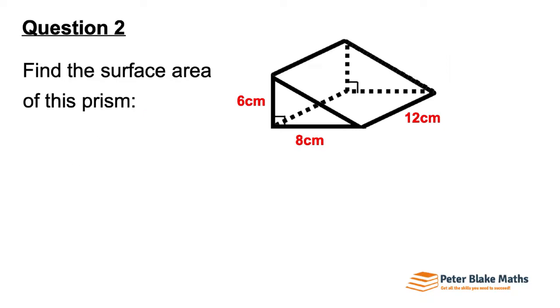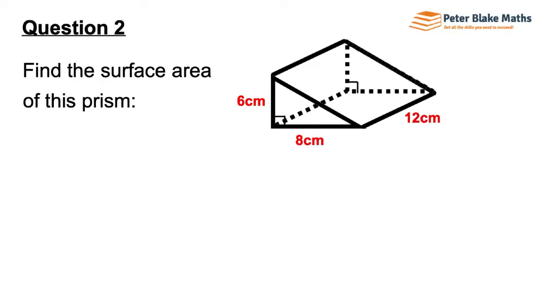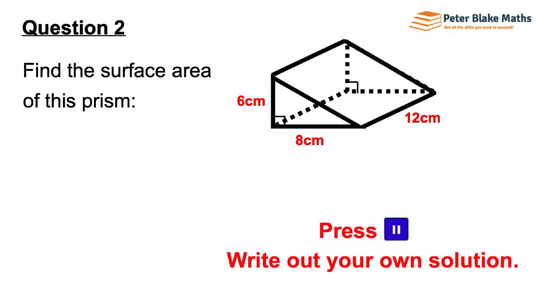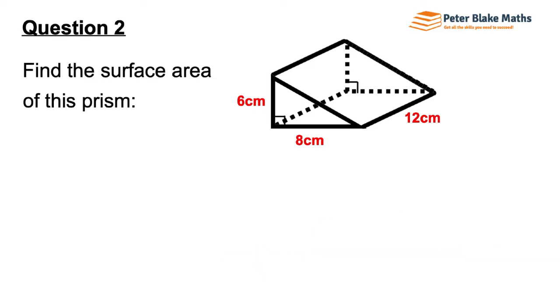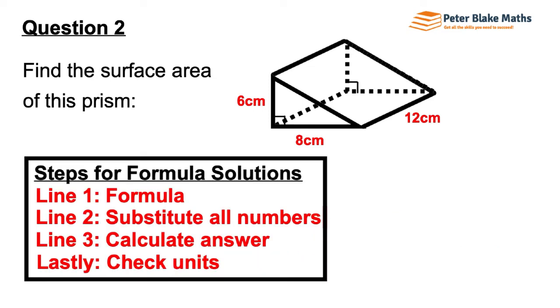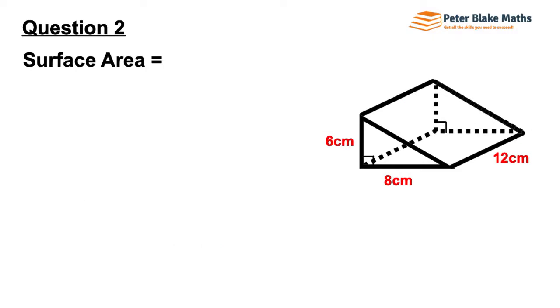Question 2. Find the surface area of this prism. Once again, this is a formula question. The formula we'll put on the first line. Underneath that we'll substitute all our numbers, we'll calculate our answer, and we'll check our units. So quite a few sections to this surface area. We have 2 triangles and we have 3 rectangles that make up the surface of this triangular prism.